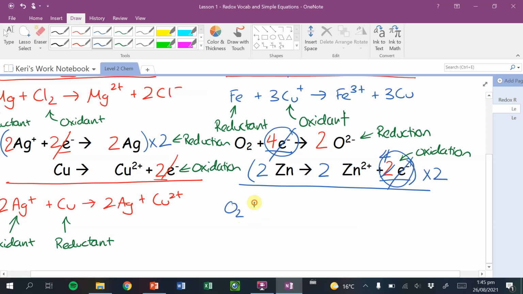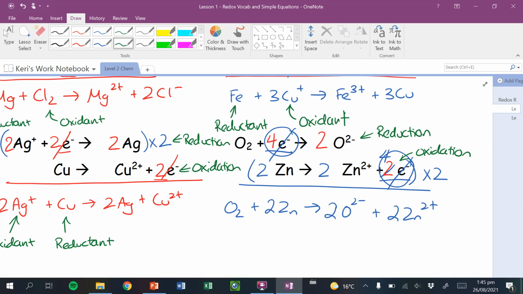So I have oxygen plus my zinc. I might actually draw that 2 a little differently so we know it's not ZZ. There you go. And then it's forming 2 oxides and 2 zinc ions. So that's my equation. And again, using my vocabulary, I see that this up here is my reduction reaction. So this makes oxygen the oxidant. And zinc has been oxidized, so that makes that the reductant because it's reducing the oxygen gas.